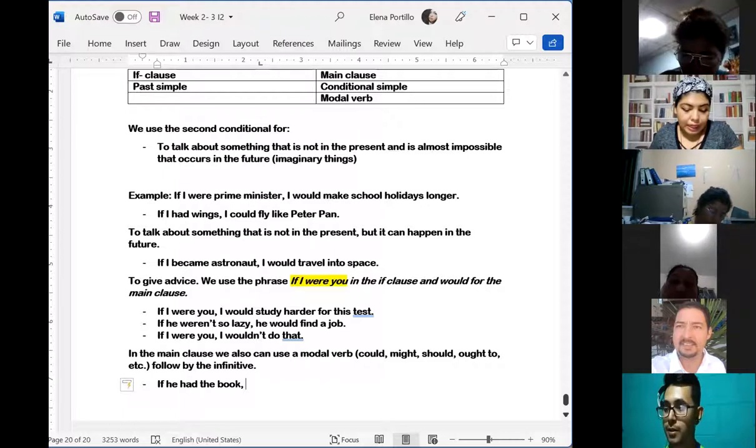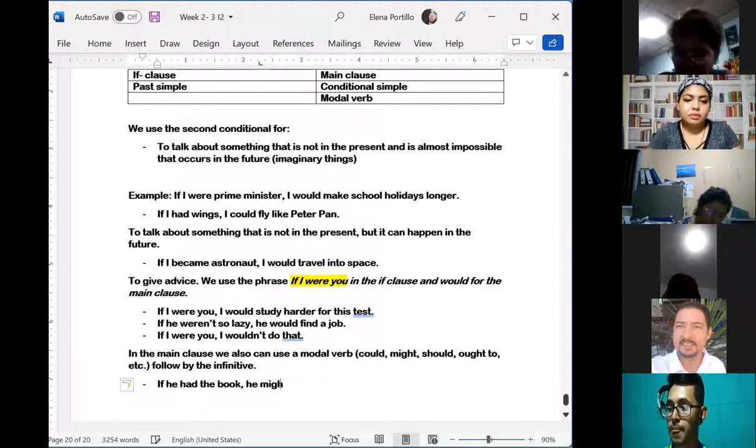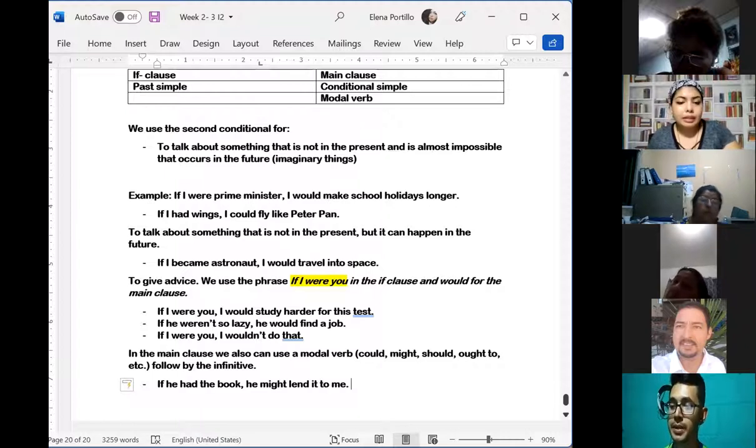If he had the book, he might lend it to me. Si tuviera el libro, podría dejármelo.